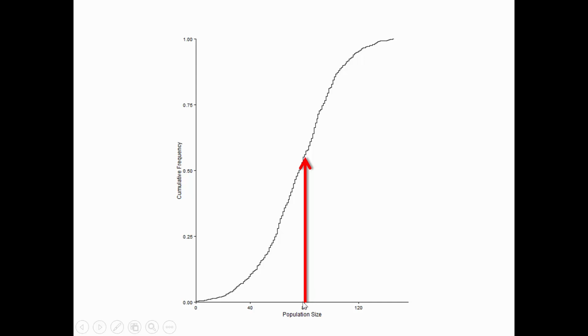So we can say grab a population size like 80 and read up, and then whoops, wrong way, and then across. And what we can see is that there is about, say, 55% of our populations at year 50 have population sizes smaller than 80.